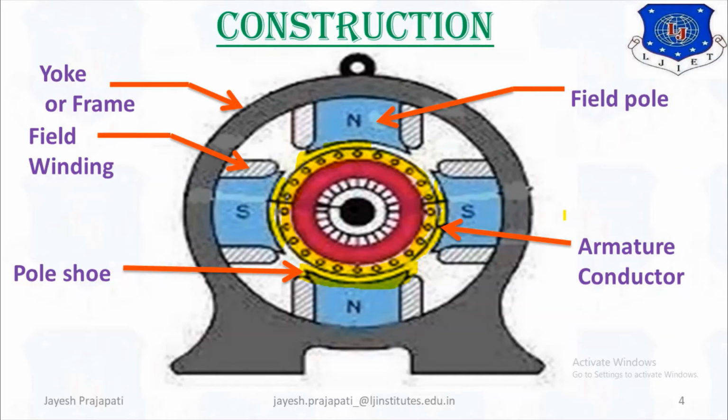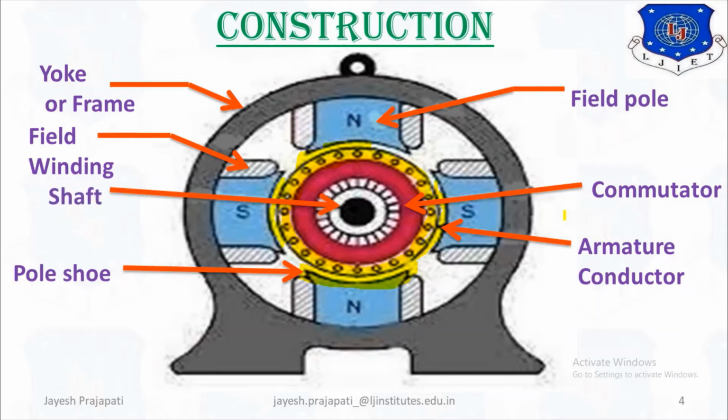Now, the next important part is the commutator. The commutator is a cylindrical drum. It is also mounted on the shaft, so it is also a rotating part. And next is the shaft of the DC machine. From this shaft, we get the output in the form of mechanical energy. Now, that is the construction. Next, we will see the construction and working principle in the animated view. So, let us start.